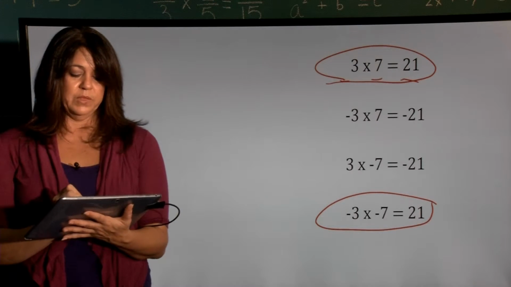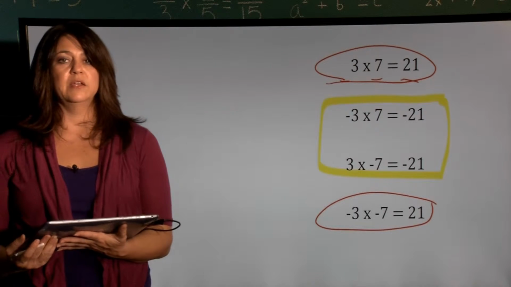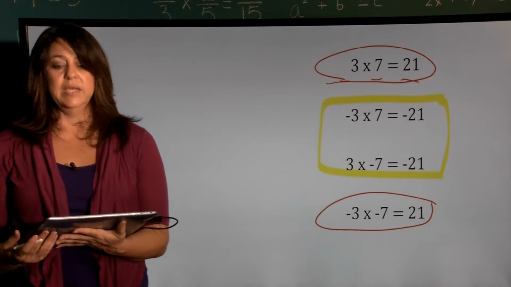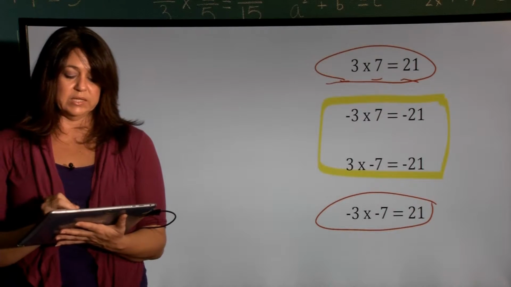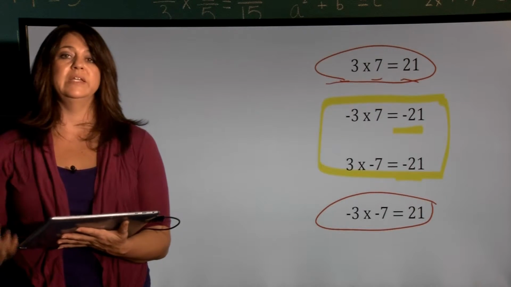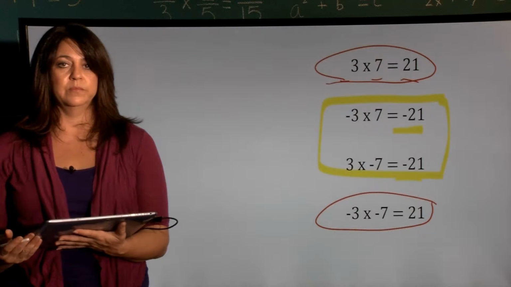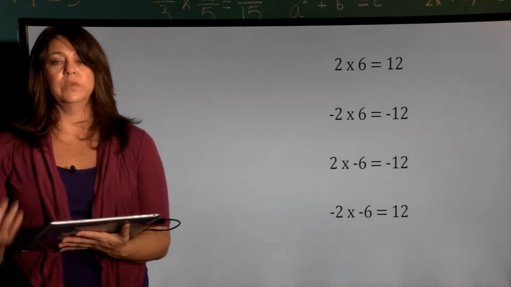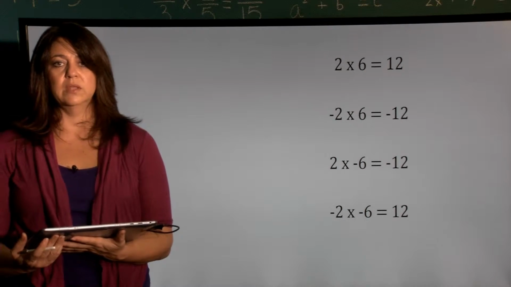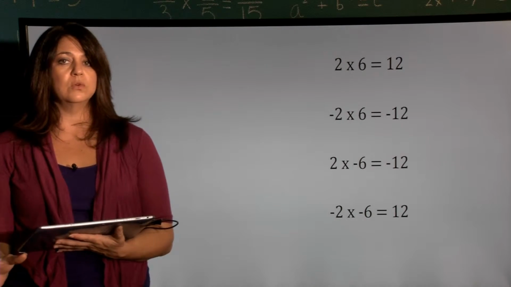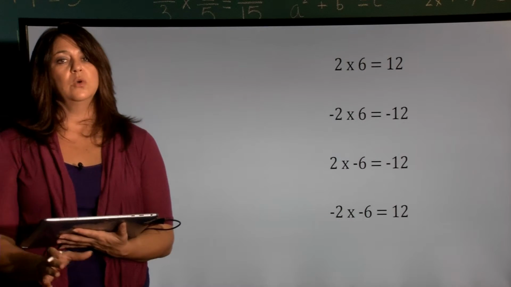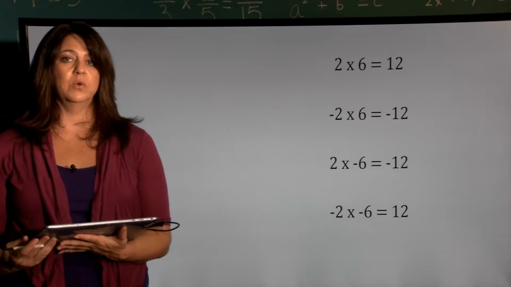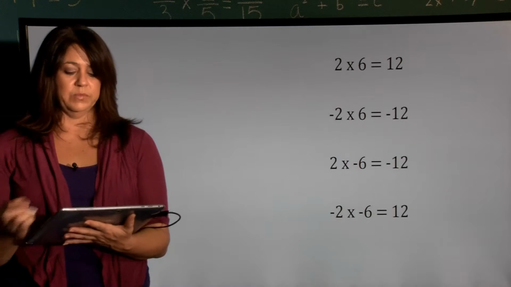Here in the middle, we have different signs, a negative 3 and a positive 7, or a positive 3 and a negative 7. In each case, the answer will be negative 21. This remains true with any fact family you're working with. Many students confuse the rules for adding and subtracting integers with the rules for multiplying and dividing, and it makes them question their multiplication or division answer.